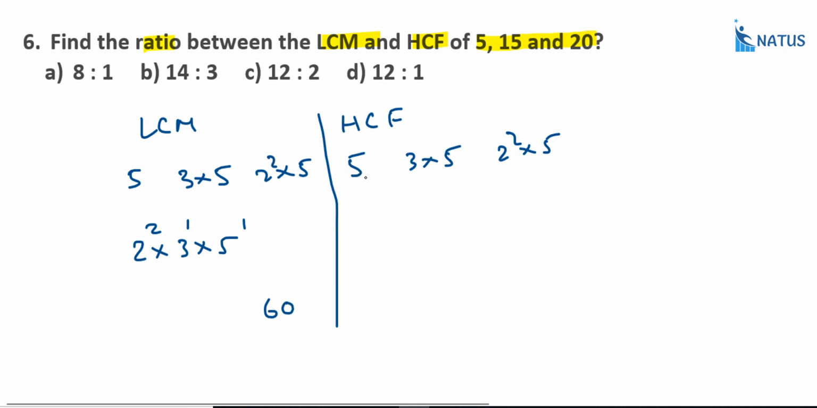And next, in this case, you will take the common factor of all the numbers. What is the common factor of all the numbers? That is equal to 5. What we require is the ratio, that is 60 to 5, which is equal to 12 is to 1, the required answer. Option D is the correct answer.